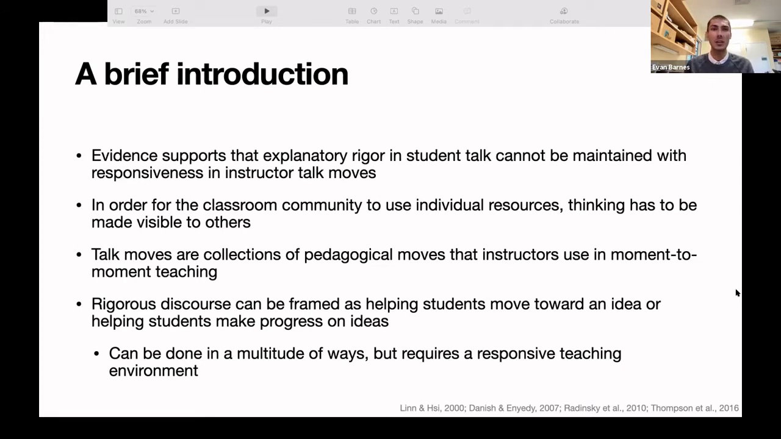But how do we then as instructors use certain tools such as talk moves, or collections of pedagogical moves and moment-to-moment things we do while we teach? How can we do that to help steer more rigorous conversations in elicitation discussions? And by rigorous discourse, I really mean we frame it as helping students move toward an idea or helping students make progress on an idea. This can be done in a multitude of ways, but it always requires some sort of responsiveness from a teaching perspective. So what sort of talk move tools can we use as instructors to help guide our students toward more rigorous conversations and understandings?